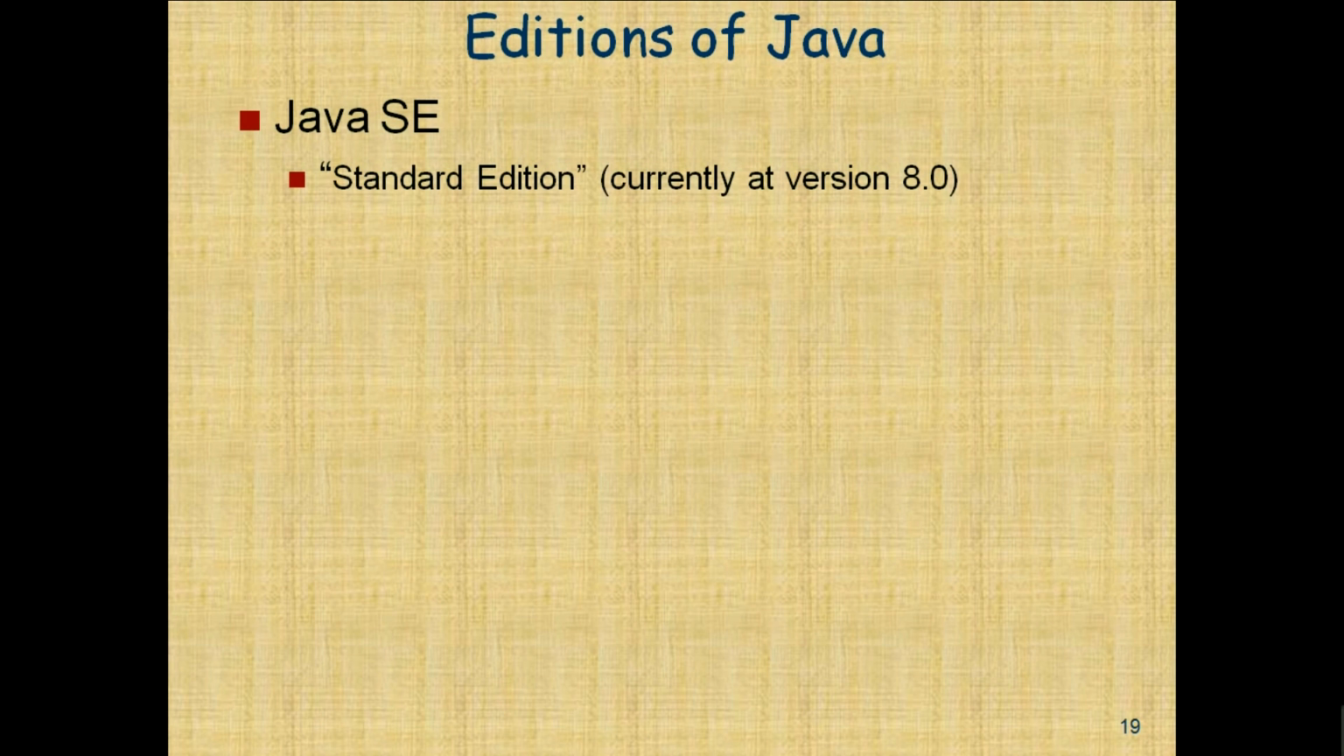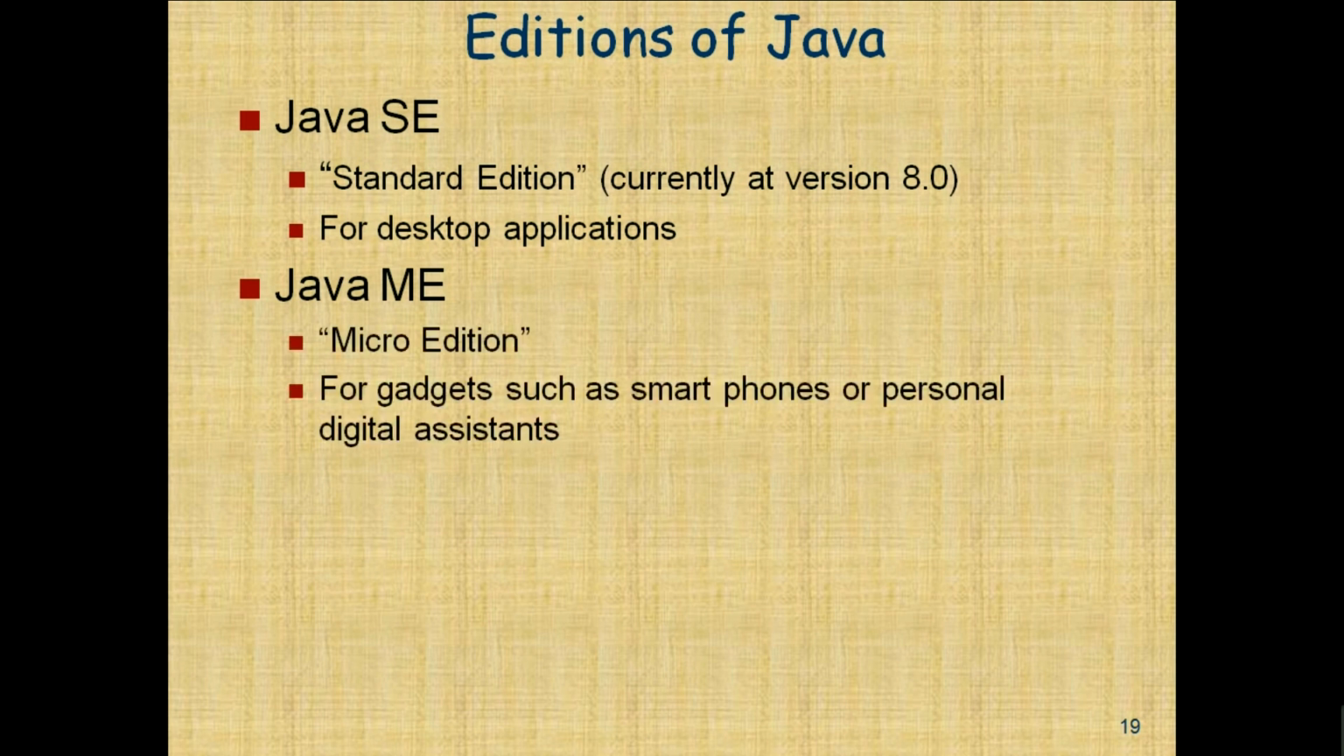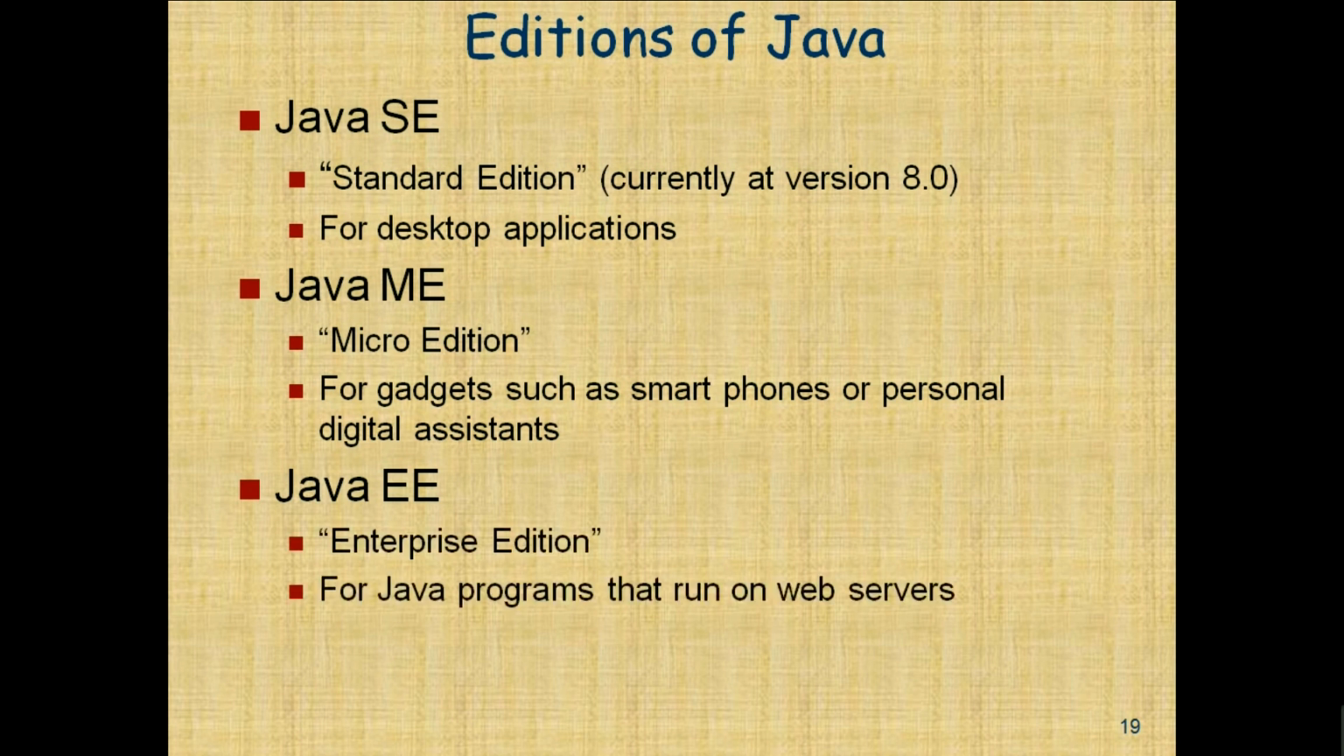So, editions of Java. First one is Java SE. What do we mean by SE? Java Standard Edition. In the market, Java 8.0 is running, which is useful for desktop application development. The next one is Java ME, Java Micro Edition, which is useful for developing gadgets such as smartphones or personal digital assistants. The final one is Java Enterprise Edition, for Java programs that run on web servers. That is, Java EE is useful.